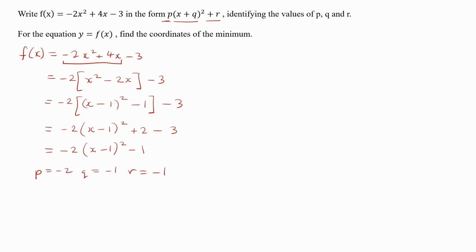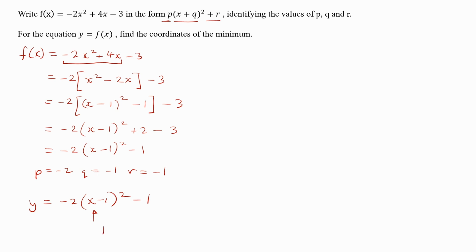The second part of the question is saying for this equation y equals f of x, find the coordinates of the minimum. So I put it into that form. So y equals minus 2 times x minus 1 all squared, minus 1. The x coordinate of the minimum is going to be the value of x that reduces this bracket to 0. So the value of x that will reduce this to 0 will be 1.